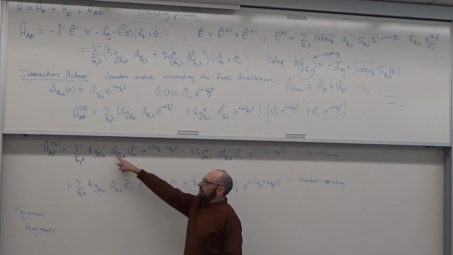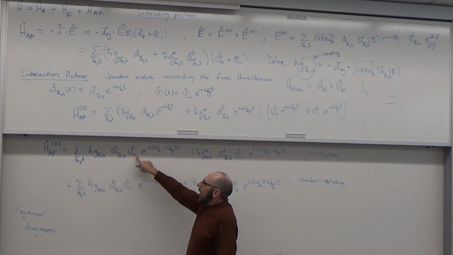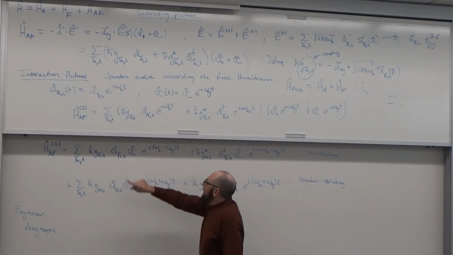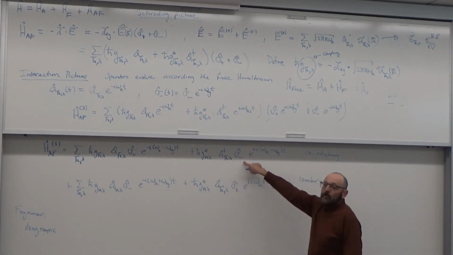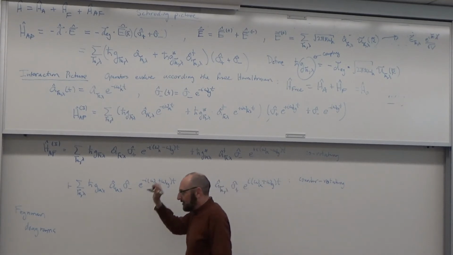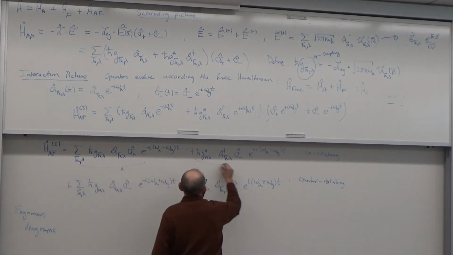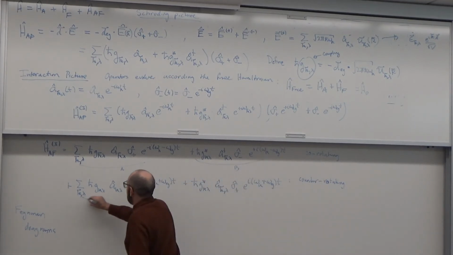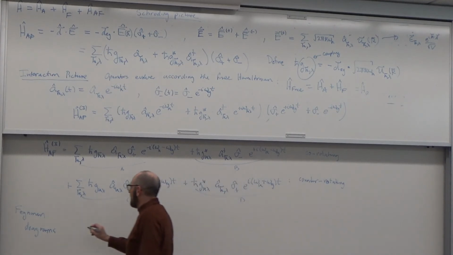This corresponds to annihilating a photon and raising the atom from ground to excited. This corresponds to creating a photon and lowering the atom from excited to ground. But these terms, let's first look at this term. I'll call this A, this B, this C, and this D. So let's first look at process one.